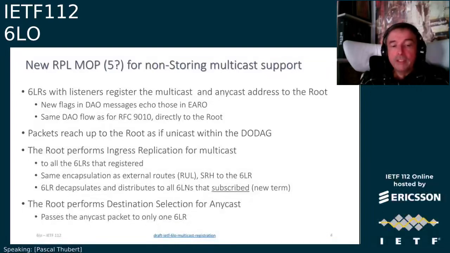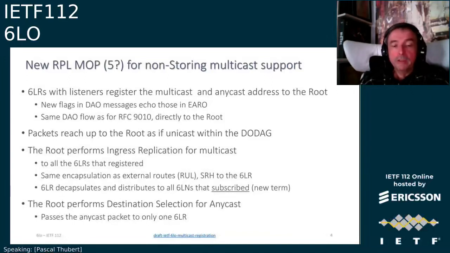Packets which are generated inside the DODAG, since the only route in the DODAG is default towards the root, will just follow the path to the root, and it's the root which will effectively find that it's multicast or anycast and do the appropriate processing. If it is a multicast, it will perform ingress replication, meaning that it will make one copy per 6LR which has at least one listener for that multicast.